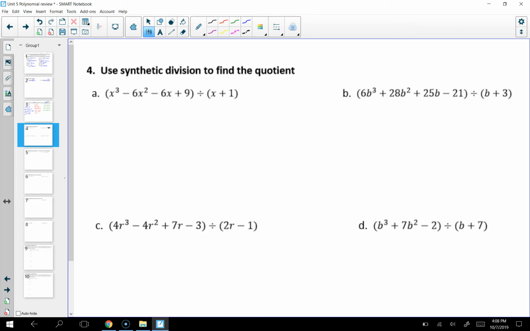Next section. Alright, synthetic division to find the quotient. So we're going to set it up. We have to remember to always look for missing pieces, because if we're missing something, we have to put a 0 in its place. So we always got to look for missing pieces if they exist. They might not exist. Oh, that's not how you spell that. Missing pieces. There we go. Always look for missing pieces.